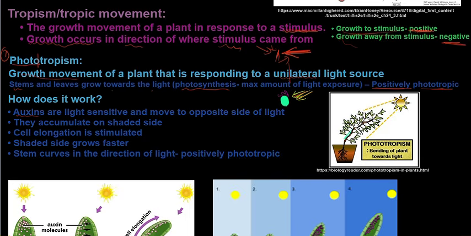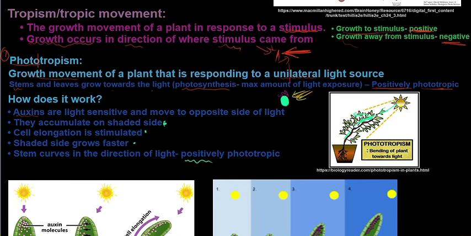So auxins will be accumulating on the one side of the plant because now light is coming from this side. They do not like light, so they move as far away from it as possible. Now when this happens, they accumulate on the shaded side, and then cell elongation is stimulated, so growth of the plant. The shaded side will grow faster because that is where all the auxins are. And then the stem will curve in the direction of the light, so it is positively phototropic.